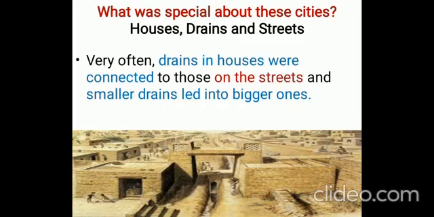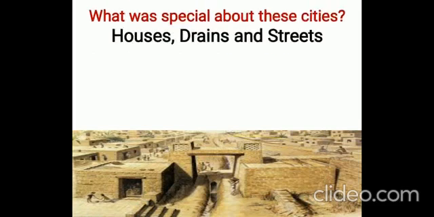The small drains from the houses were connected to the drains on the streets, and then the street drains were connected to the bigger drain system.